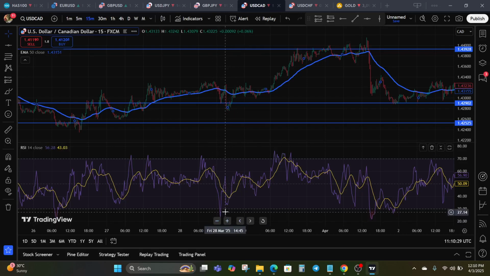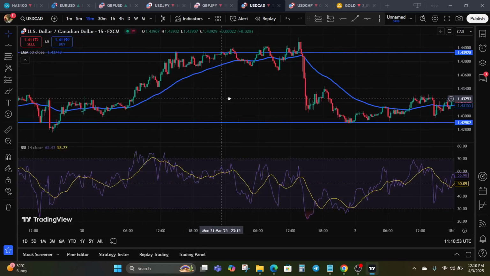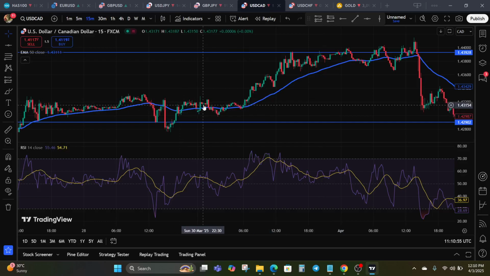Price must touch or be near a strong support zone. And then you must also have price above the 50 EMA, or break above it before your entry. So you wait for a bullish candlestick pattern, e.g. an engulfing or a pin bar, to form.